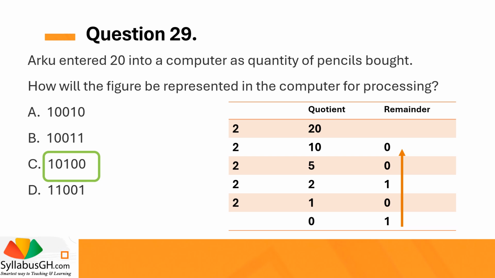Divide the quotient 2 by 2. Quotient equals 1, remainder equals 0. Divide the quotient 1 by 2. Quotient equals 0, remainder equals 1. Now, read the remainders from bottom to top to get the binary equivalent, 10100. Therefore, 20 in decimal equals 10100 in binary.